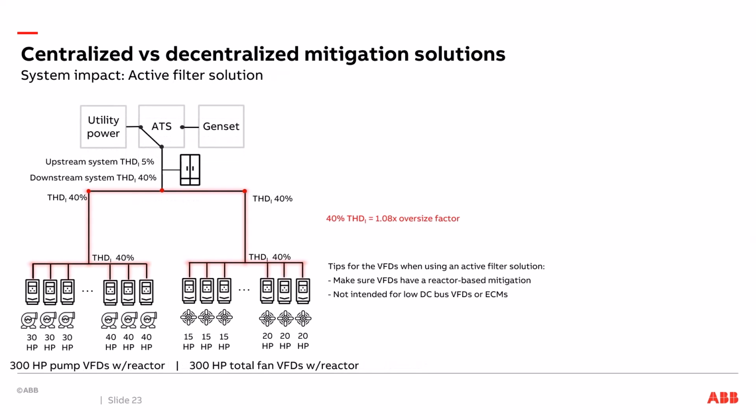Now we'll go over a centralized solution where it's an active filter. So in this case, I've got a single active filter, and my whole network is full of drives that have 5% equivalent impedance in them. So AC line reactors or DC bus chokes.